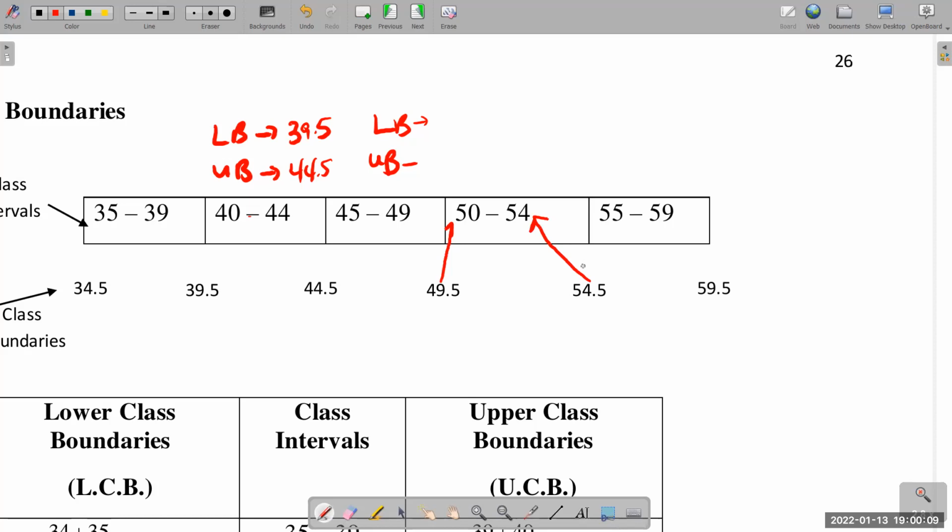And what you would realize, anybody realizing anything? Anybody realizing the lower boundary for one is the upper boundary for the other? Check this out. What is the upper boundary for 49? 49.5. What is the lower boundary for 50? 49.5. Everybody see that?